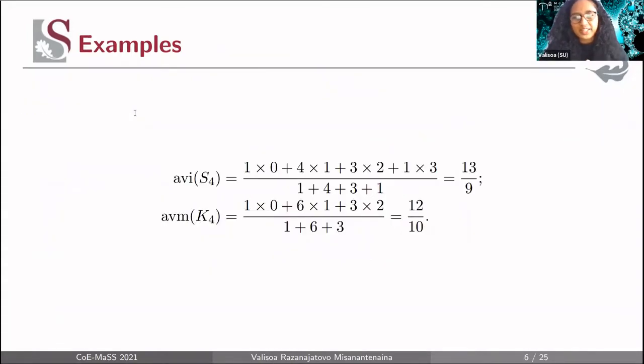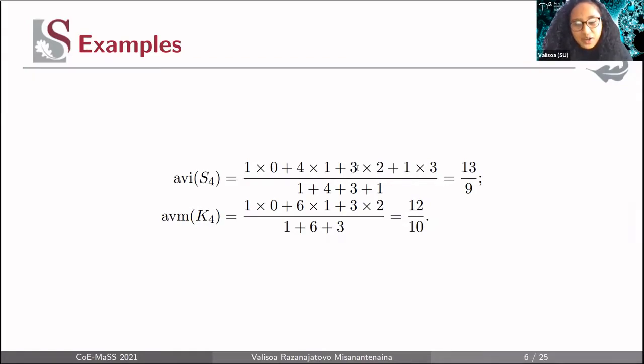So we'll just show you quickly a few examples. Remember the first graph I showed you, the star on 4 vertices. If we compute the average size of independent sets of S4, we know that there will be first the empty set, which has size 0. So we have one empty set of size 0. All 4 vertices are themselves independent sets. So one vertex is an independent set, and we have 4 of them. So 4 independent sets of size 1.